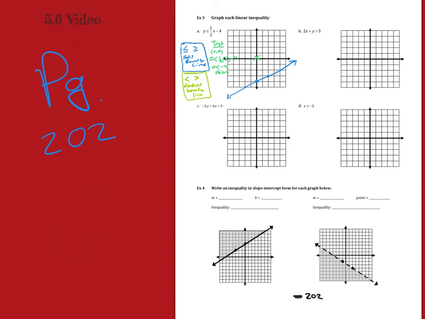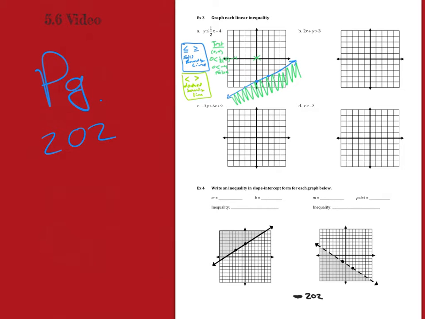So I'm not going to shade that. I'm going to shade below the line, the opposite side. So I shade down there. And that shading represents all the solutions to this inequality. Every point down in that shaded section down here will make this inequality true. Okay? All right, let's look at example B.